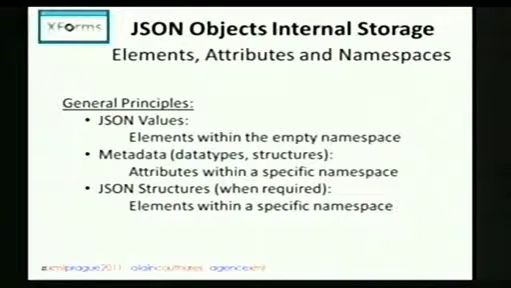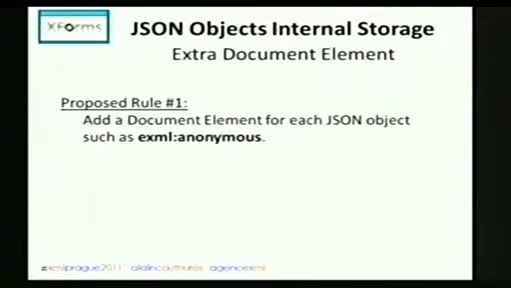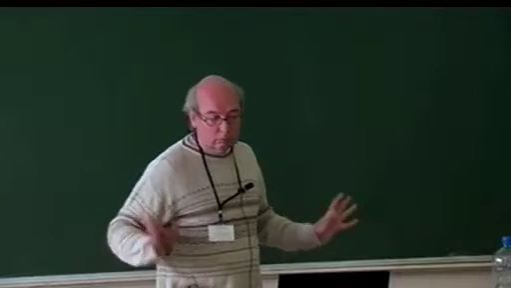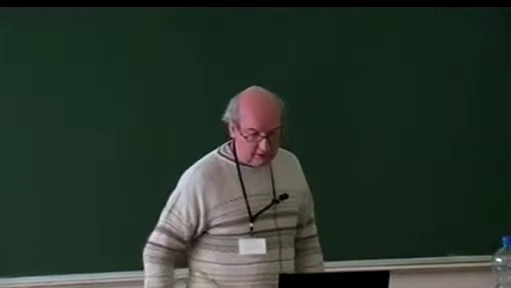And because there are also anonymous structures in JSON, extra elements will also be required. Okay, the first proposed rule is the simple one. The simpler is to add a document element for each JSON object. Let's name it XML anonymous. Well, okay, let's see with an example.